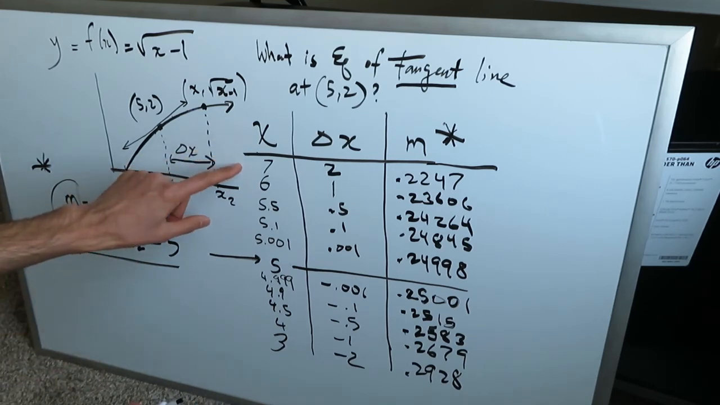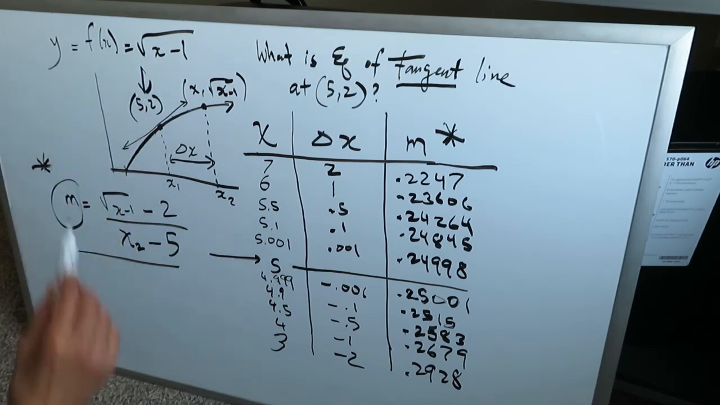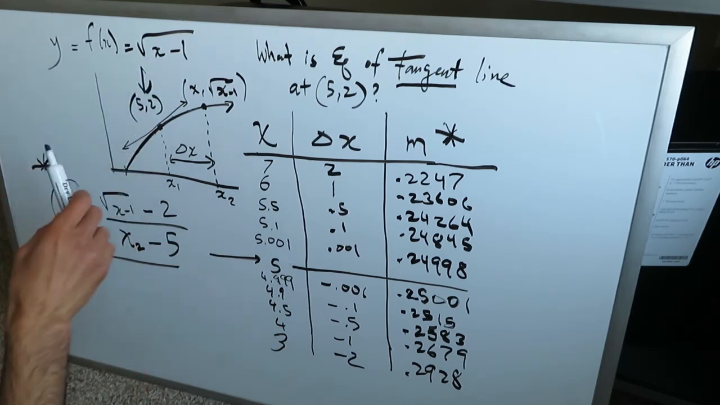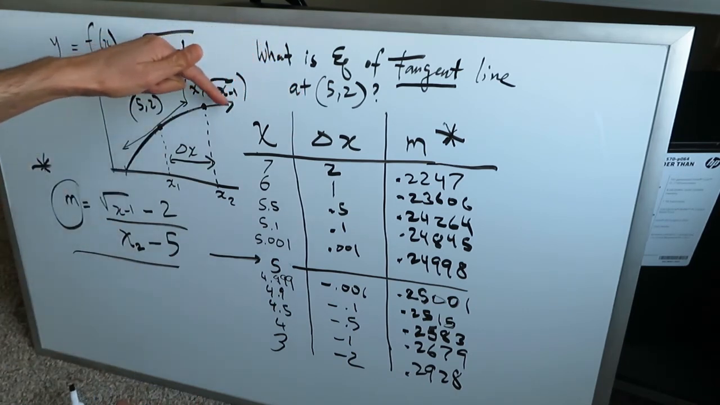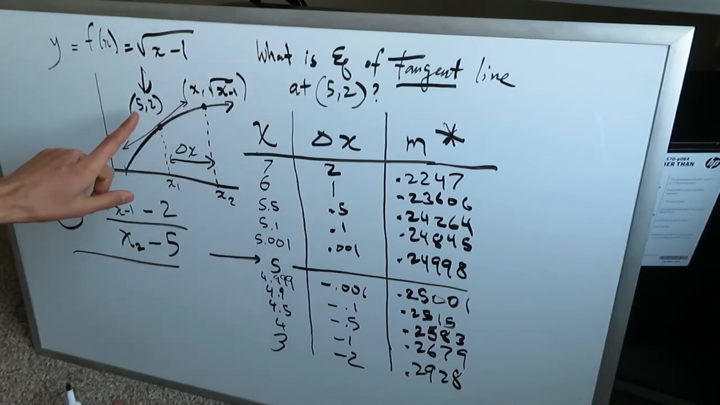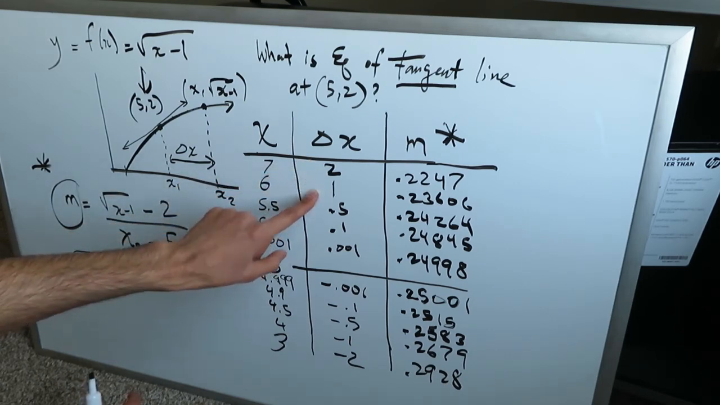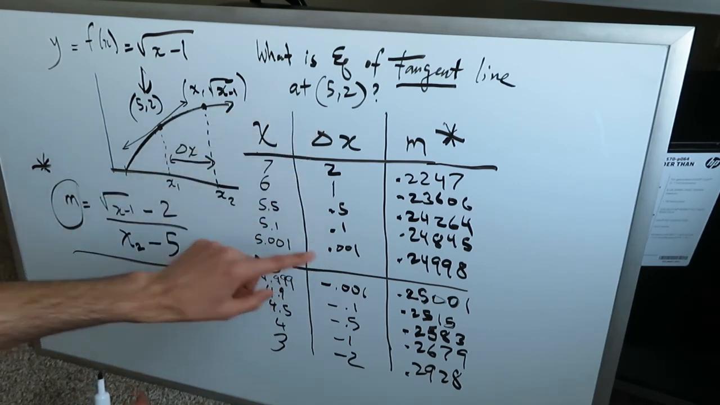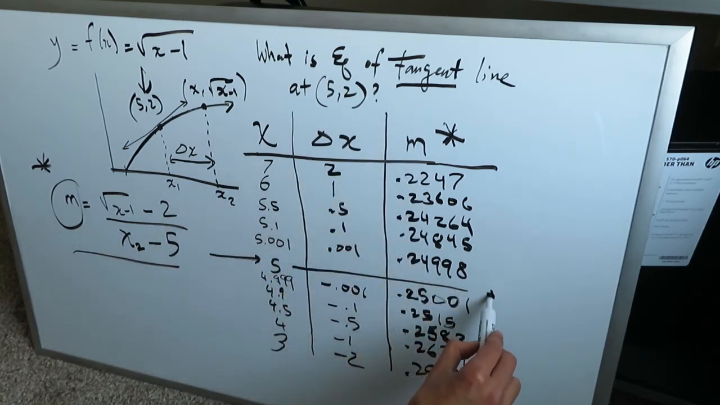But look over here. As we move from values on the rightward side towards our point of interest, 5 comma 2 is my point of interest, 5 is specifically the x value. As the x values move from the right, however far away, closer to the original x of 5, you see how as the difference in x became closer and closer to 0, my slope became closer and closer to, it seems, 0.25. 1 over 4, like a quarter.